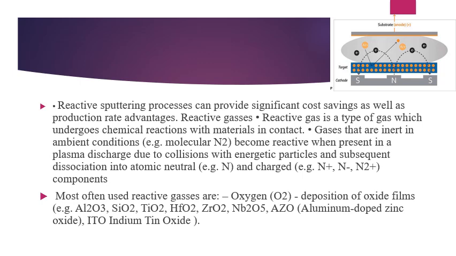A reactive gas is a type of gas which undergoes chemical reaction with the material in contact. Gases that are inert in ambient conditions, such as molecular nitrogen, become reactive when present in a plasma discharge, due to collision with energetic particles and subsequent dissociation into atomic, neutral and charged components. More often used reactive gases are oxygen, for deposition of oxide films such as aluminium oxide, silicon oxide, aluminium-doped zinc oxide and indium tin oxide.